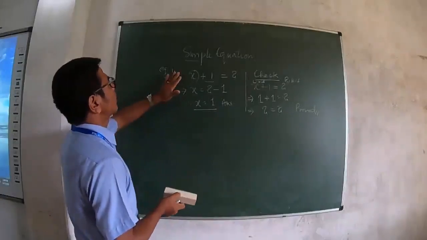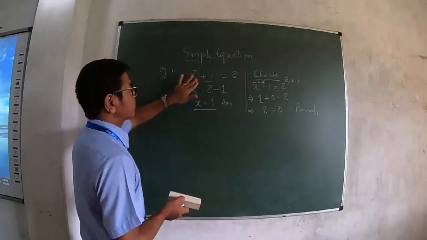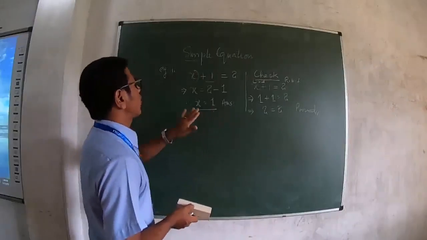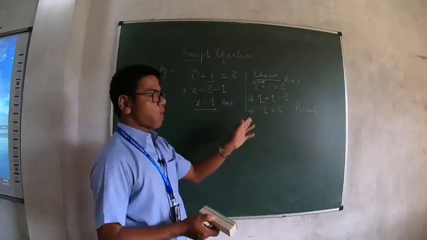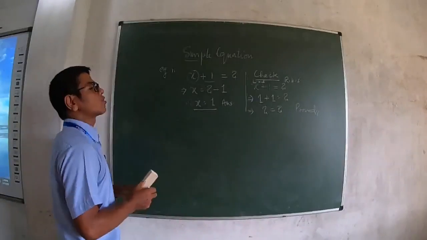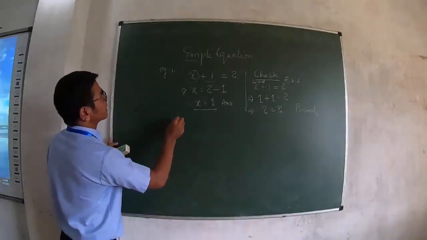So we have solved the first example using plus. x plus 1 equal to 2. x equal to 1, and we have also checked that it's correct. Copy. Now we go to example 2.